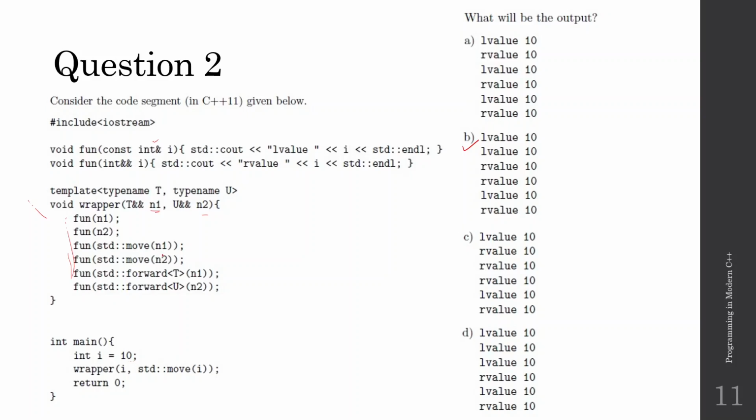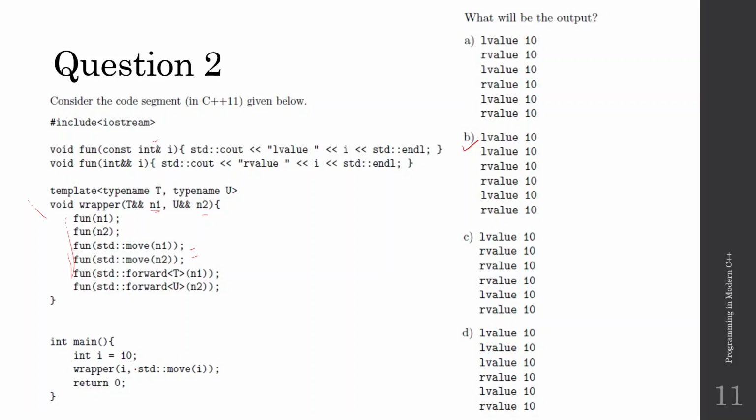Now as you know, std::move produces an R-value, so the third and fourth lines have R-values. Now coming to the last line, we have fun, and then we are calling std::forward<T> and std::forward<U>. Here you must notice one thing. std::forward forwards the argument with the same category: if it's an L-value, it will remain an L-value. If it's an R-value, it will remain an R-value.